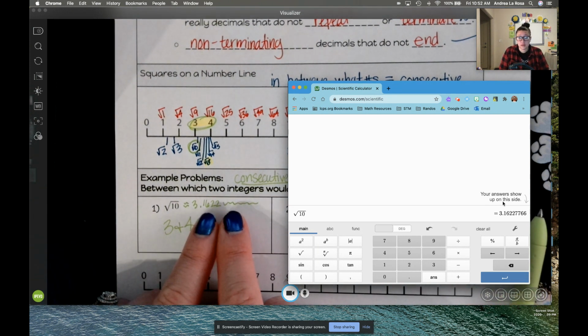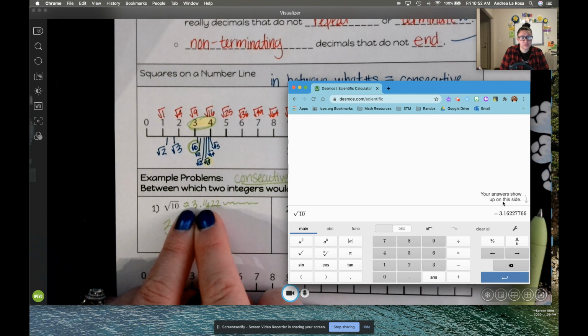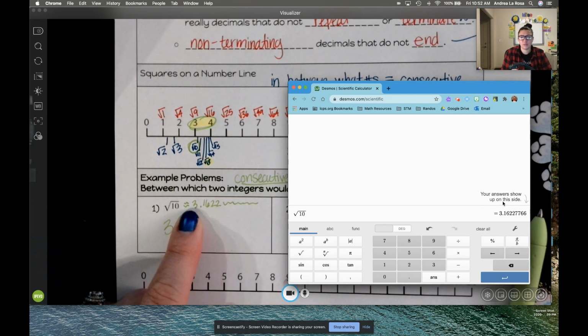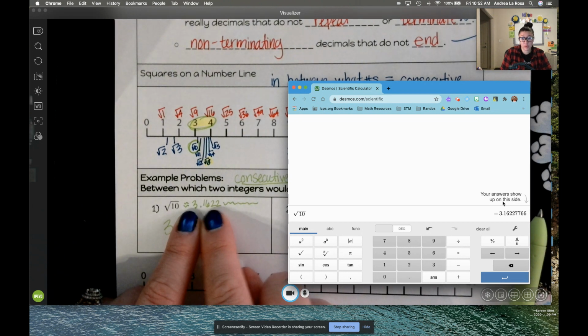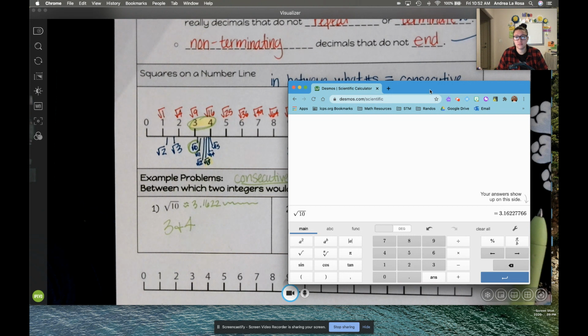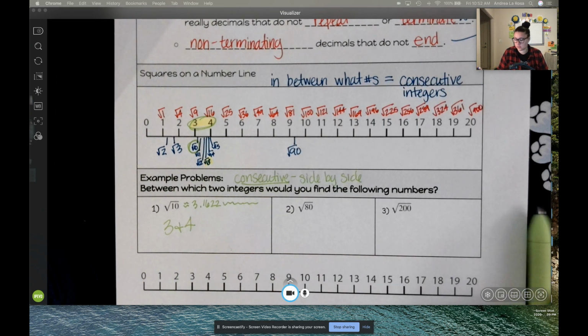So with my decimal, I see that it's 3 point something. So that means on my number line, because it's 3 point something, it's between 3 and 4. Let's go on and look at the next one.